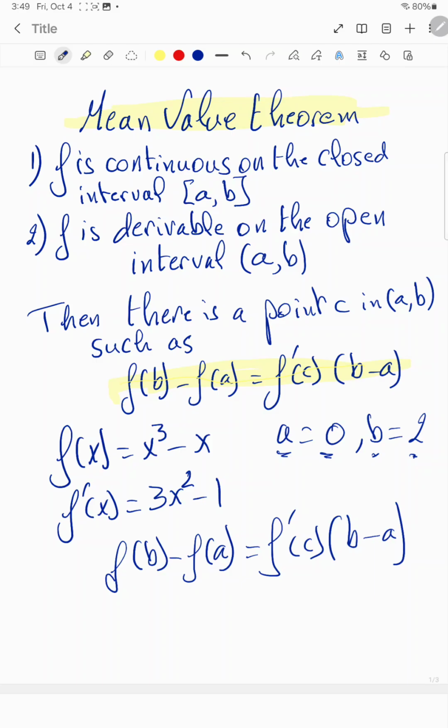So f of b becomes, all I have to do is replace that x by 2, which is in that case f of 2. Let's write f of 2 because b is equal to 2. I replace that x by 2, and that is 2 to the power of 3 minus 2. 2 to the power of 3 is equal to 8, minus 2 is equal to 6. And f of 0, I replace all the x's by 0. It becomes 0 minus 0, which is equal to 0.